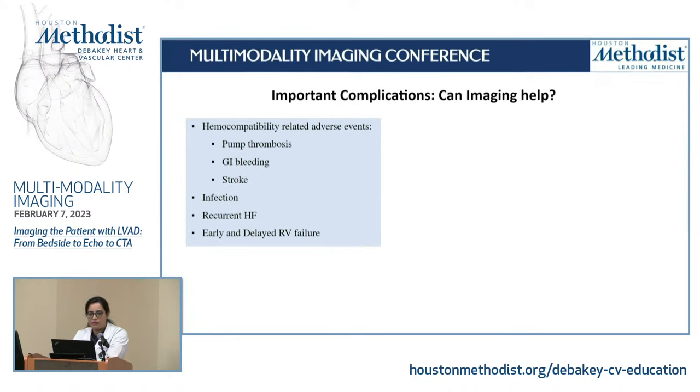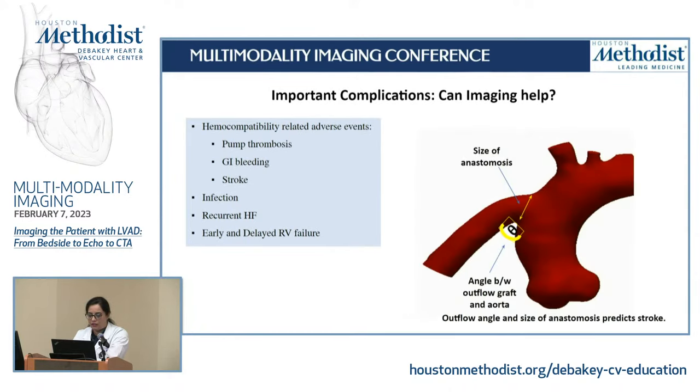Shifting gears to some other important complications and how imaging can help me. Pump thrombosis is not as relevant anymore, but like I said, HeartMate 2 still exists and we talk about it, and I'll give some slides about that. GI bleeding, not so helpful. Stroke, I'm working with CTs and Dr. Chang in trying to figure out if we can use these to predict those who will develop strokes. Because, for example, if some young patient has a very harsh cannula angle on the outflow and they're bridged to transplant, we want to transplant them sooner, right?